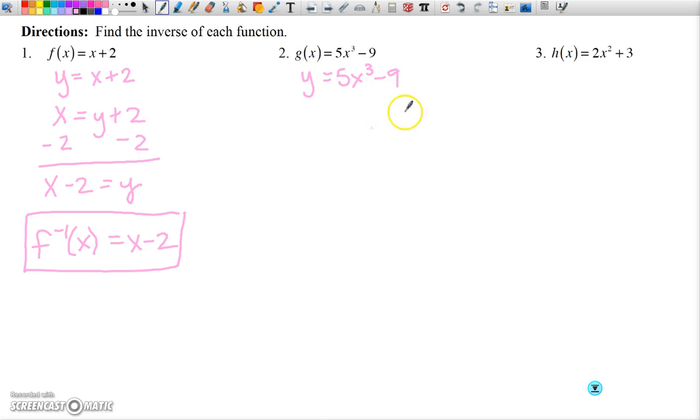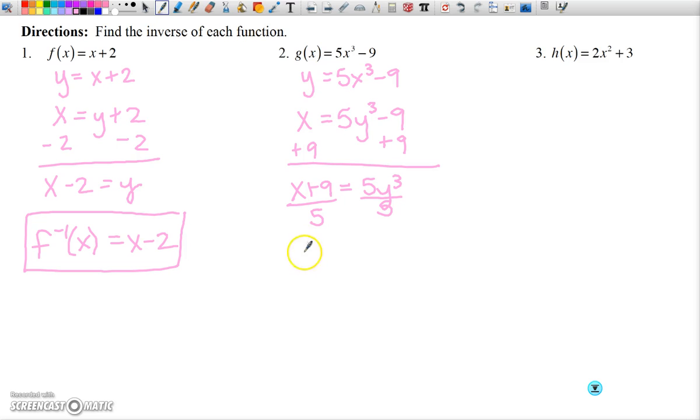Second problem here, we are going to start with flipping x and y, so x comes here, leaving us with 5y cubed minus 9. Add 9 to both sides to get x plus 9 equals 5y cubed. We're going to divide by 5, leaving x plus 9 over 5 equals y cubed. And then take the cubed root because that undoes the cube. So cubed root, and that would leave you with the cubed root of x plus 9 over 5 equals y.